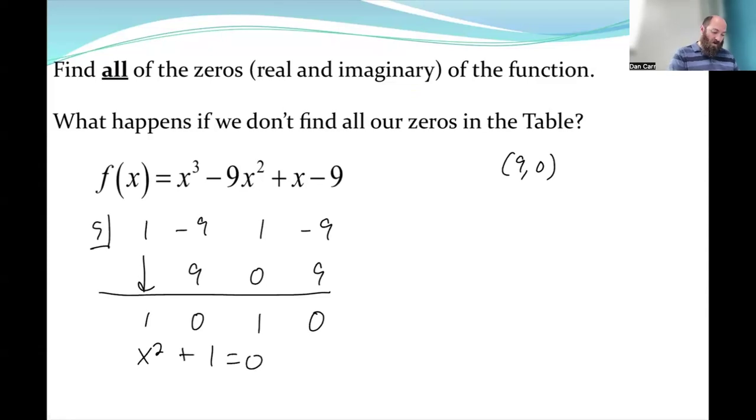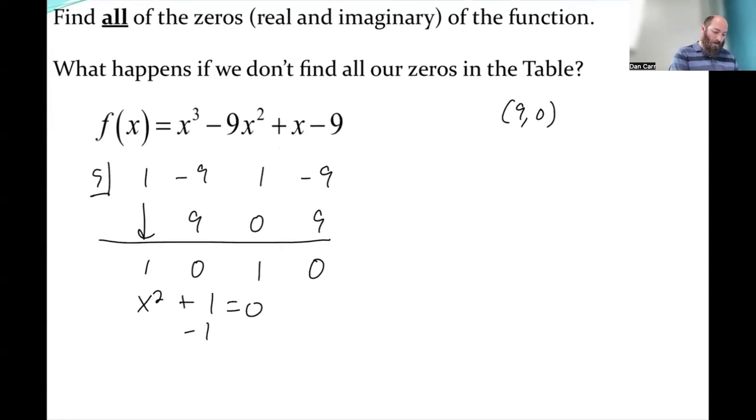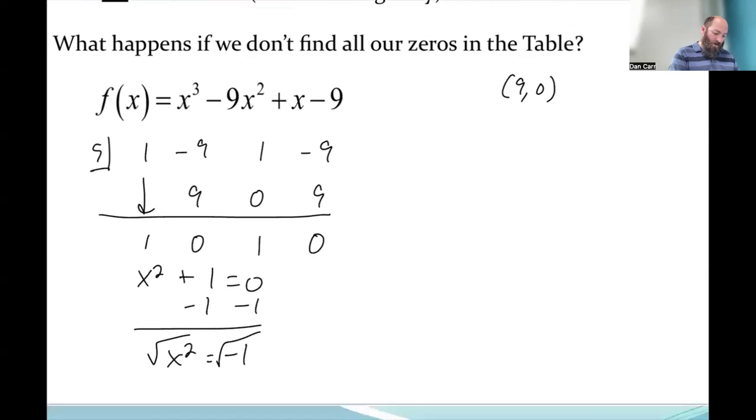From here, I can solve this out using my square root property. So I'll subtract 1 over. So it's x squared equals -1. And then when I square root that, that means my other two zeros are at plus or minus i. So all of my zeros: x equals 9 and x equals plus or minus i. Okay, and that's how we find the imaginary ones. So the idea is that we'll have a quadratic that results in something that's not going to be possible.